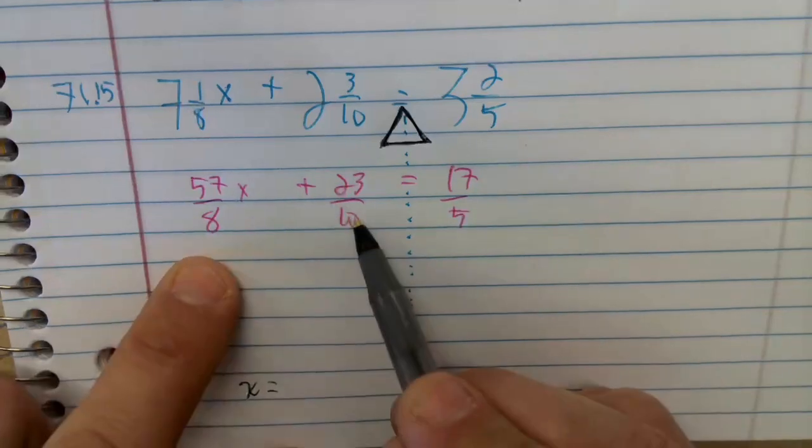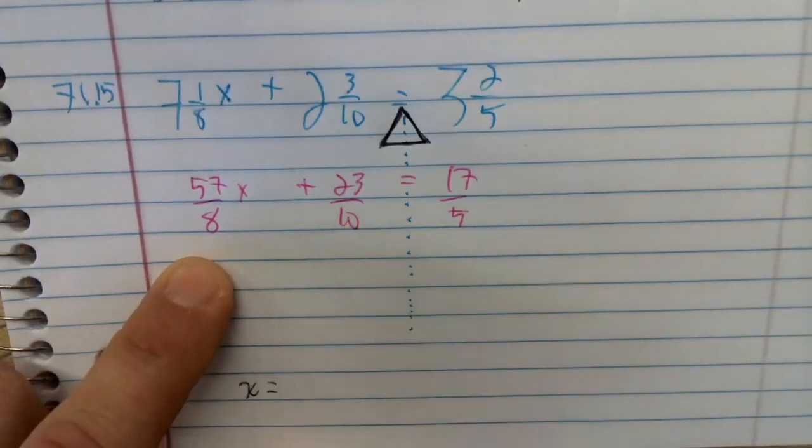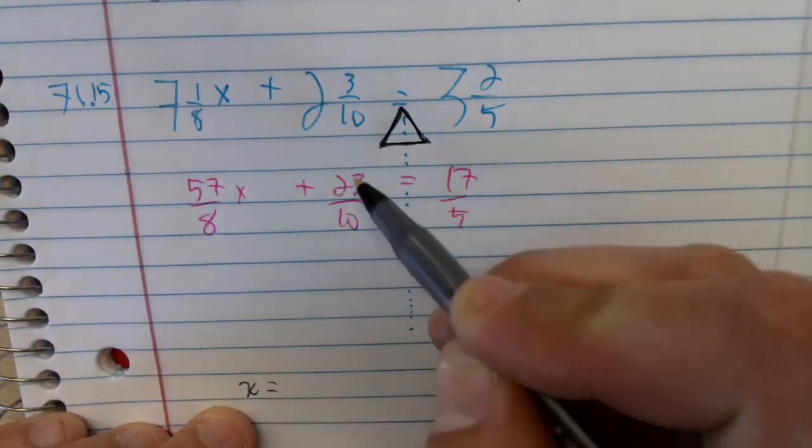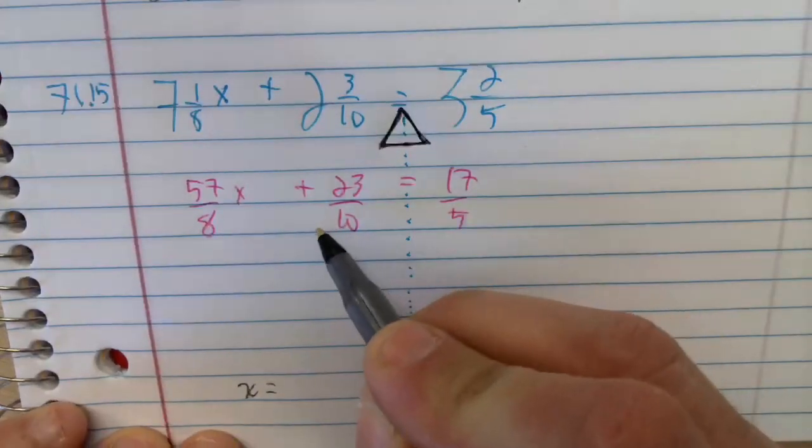So I have the two distractions. I have to get rid of them. The pattern was, we could just go with pattern, you have to get rid of the constant first. That's the plain old number. So we're going to do what to get rid of a plus 23 tenths?